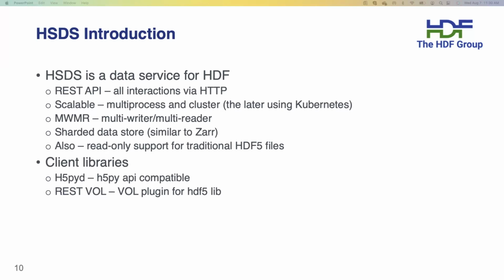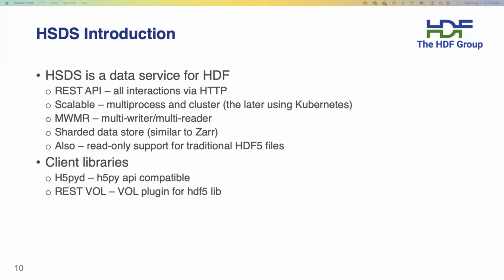HSDS is scalable in the sense that you can configure HSDS to run any number of processes, or if you're running in Kubernetes, even multiple machines. HSDS is multi-writer, multi-reader. You can have any number of clients to an HSDS service, and those clients can be both reading and writing data at the same time, even to the same data sets.